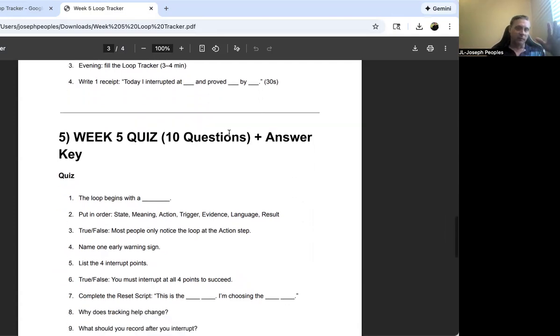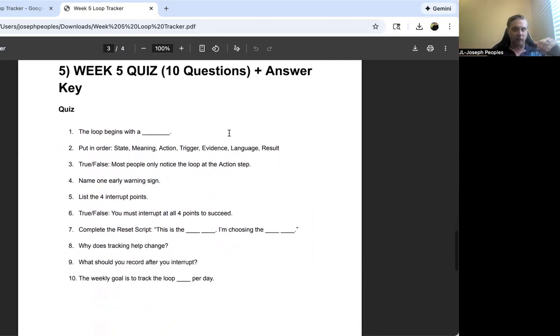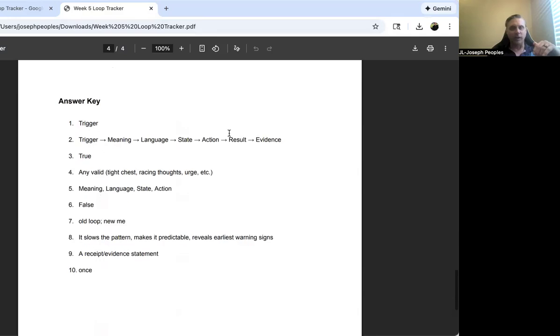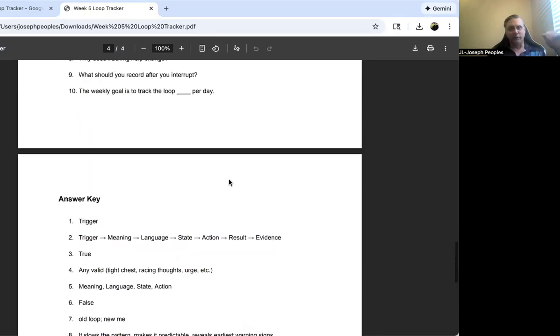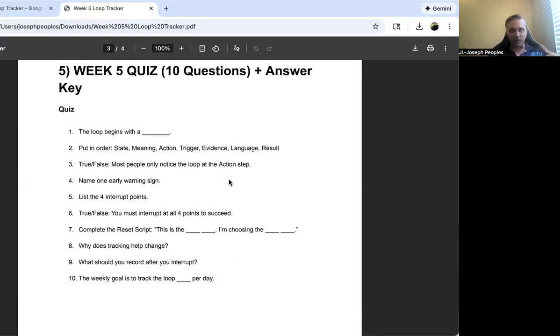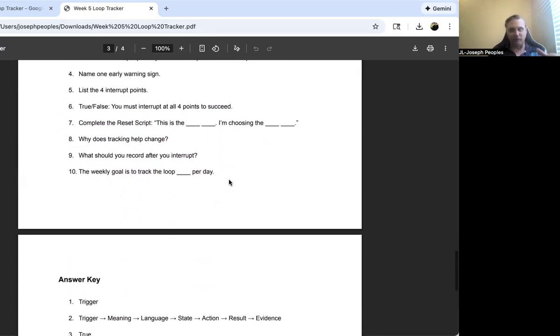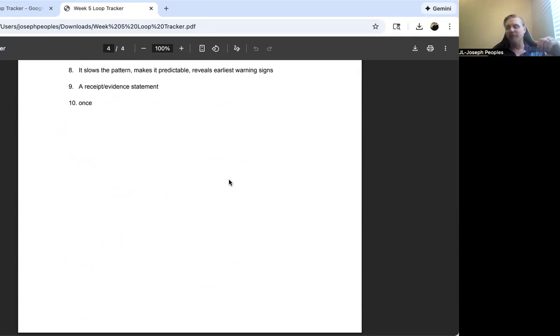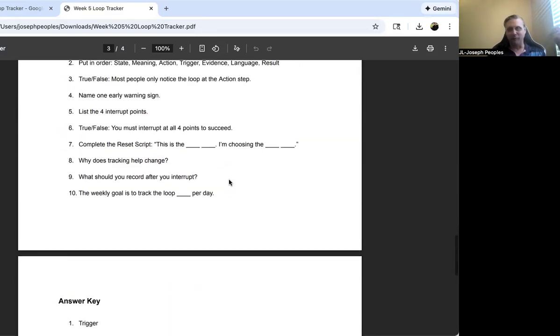Down here, we have the quiz and the answer key below that. I'm not going to go through that today, but it's here for you to make sure that you are learning the work. I ask that you do the quiz before you look at the answer sheet. The answer sheet is going to be the last page, but that'll be on you, whether you want to do that or not.